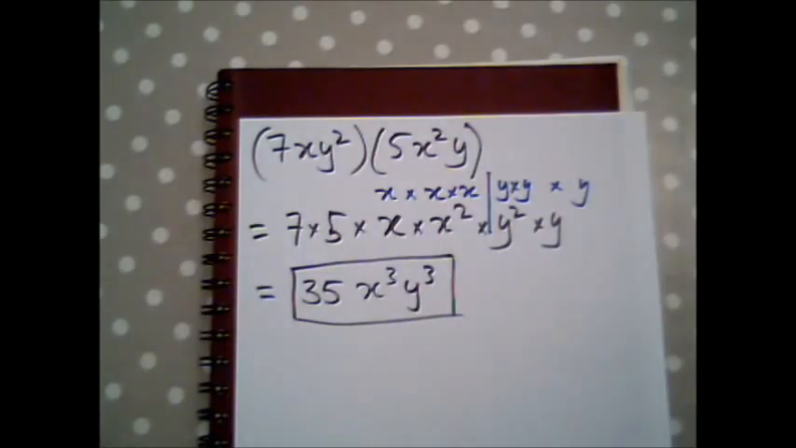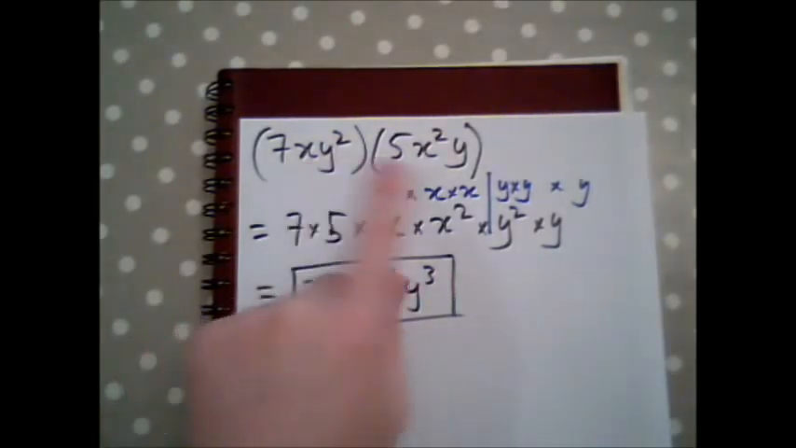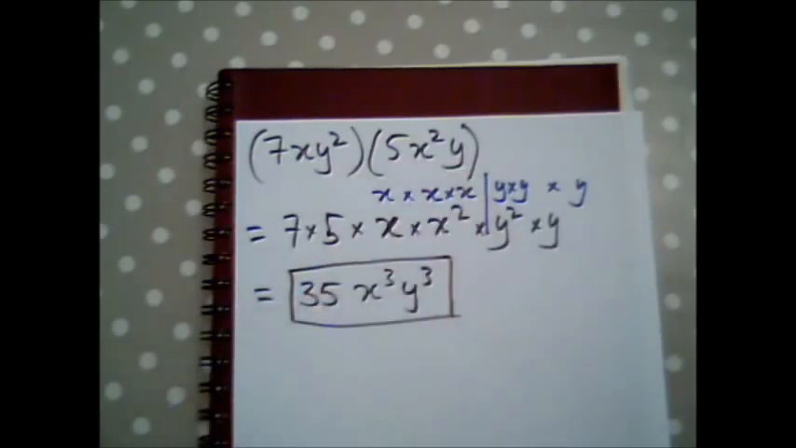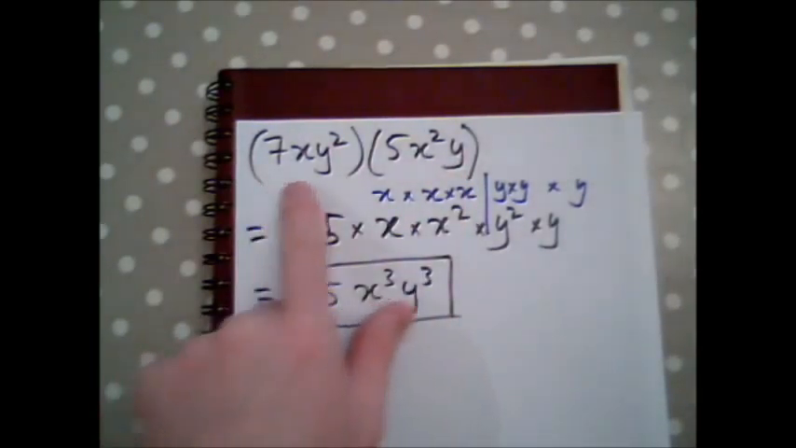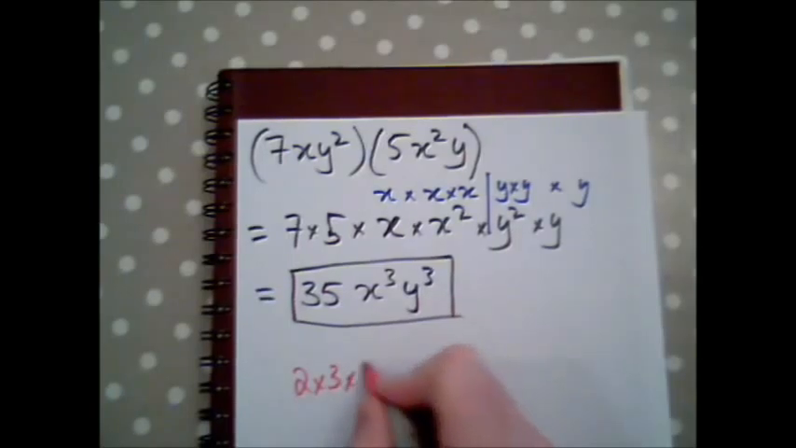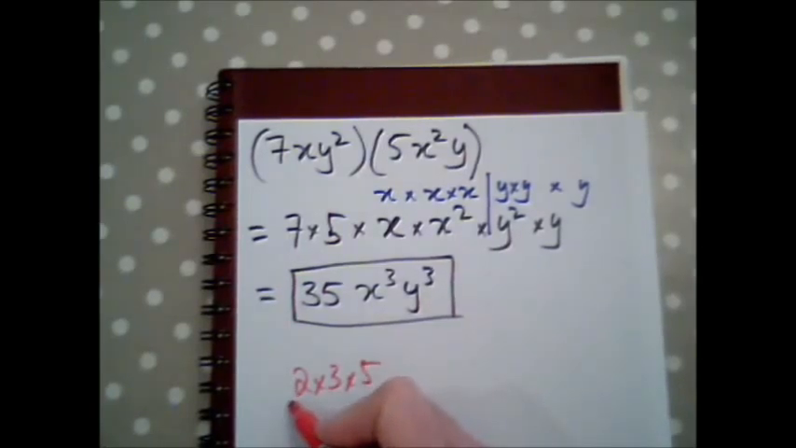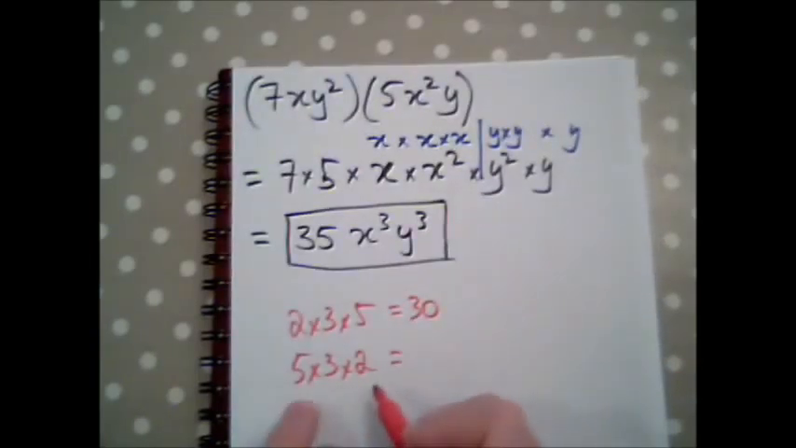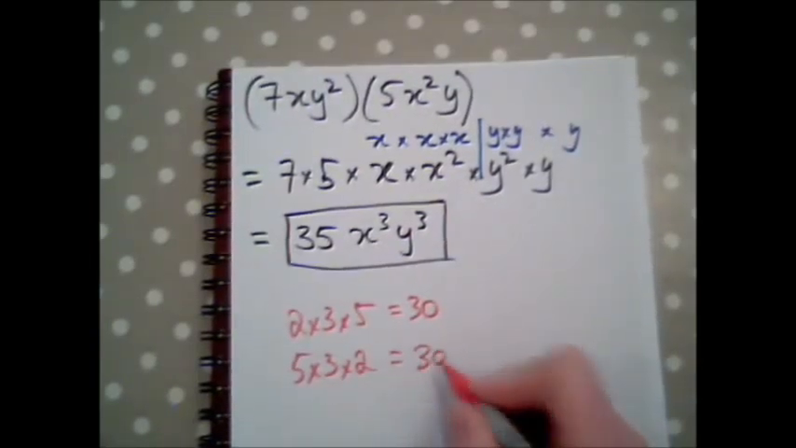Alright, so keep the different things separate, keep your numbers together, keep your different letters together, so put the x's together, put the y's together, and work each one out separately. Because you're multiplying everything, it doesn't make a difference what order you do it in. So remember, for instance, if I'm multiplying 2 by 3 by 5, I get 2 3s are 6, by 5 is 30. Well, that's the same as 5 by 3 by 2. I can swap around the order. 5 3s are 15, by 2 is 30.